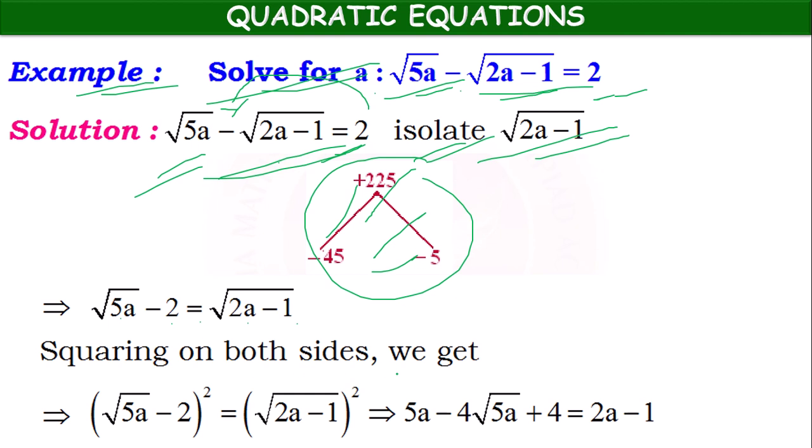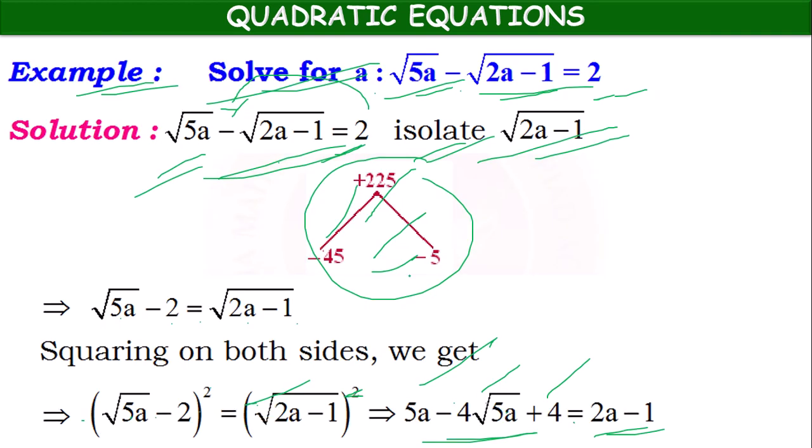Next, on squaring both sides, (root 5a minus 2) whole square equals (root of 2a minus 1) whole square. Left hand side, (a minus b) whole square formula: a square minus 2ab plus b square. We can expand like that. Right hand side, square root and square cancel, giving 2a minus 1.